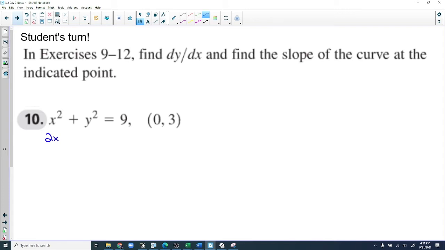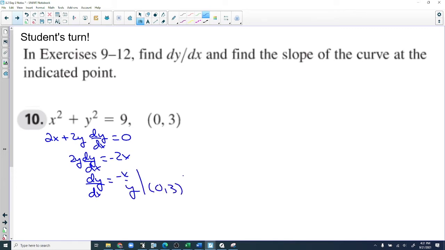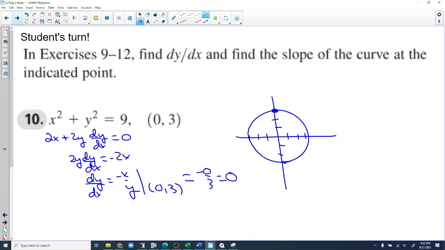Exercise 9 through 12, find dy/dx and find the slope of the curve at the indicated point. We have 2x plus 2y dy/dx is equal to 0. So 2y dy/dx is equal to negative 2x. And then we can divide by 2y. So negative x over y. We're going to evaluate this at (0, 3). So negative 0 over 3 is 0. Well, this is a circle with a radius of 3. There's the circle, and they're saying, what's the slope of the tangent line up here at (0, 3)? Well, it's 0.